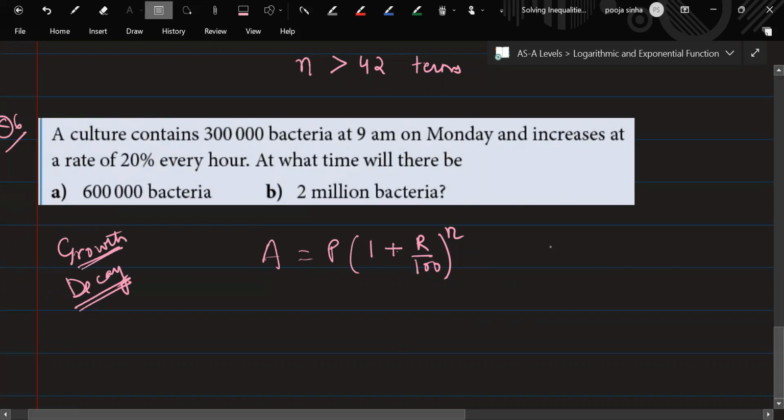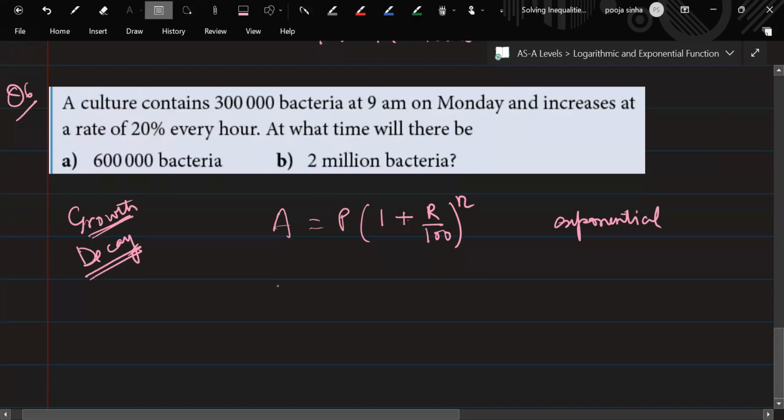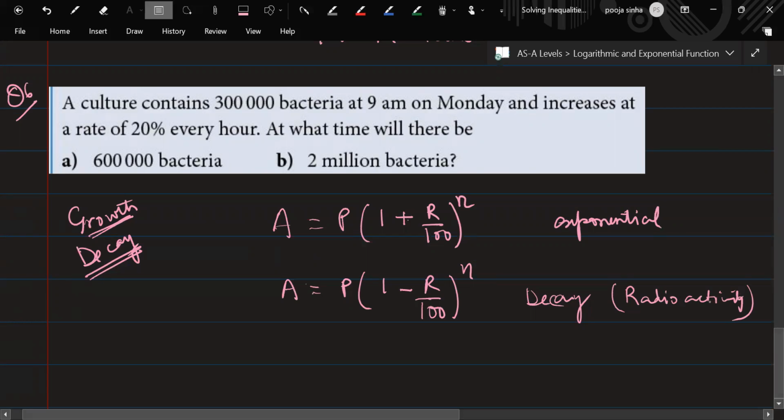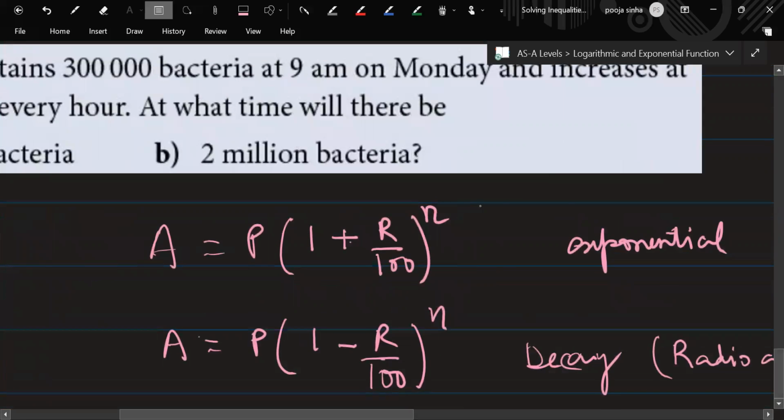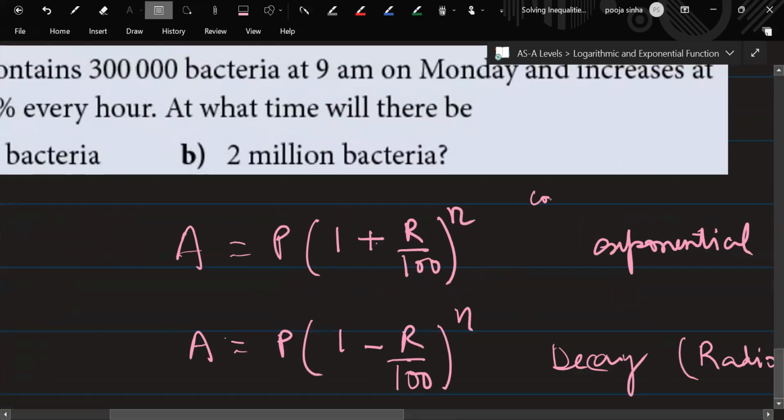Because these are exponential growth. Such growths are what kind of growth? Exponential growth. Suppose it is a decay, then what will be the formula? A is equal to P into 1 minus R upon 100 raised to n. This is decay. So where do we use this? In radioactivity. All your radioactivity questions will be dealt with like this, and all your exponential growth questions like compounding.